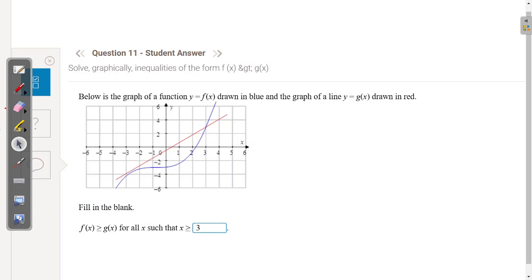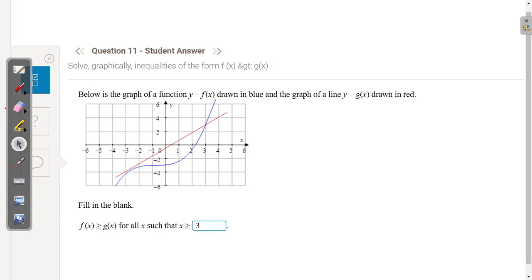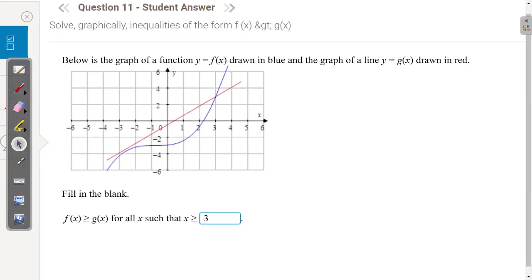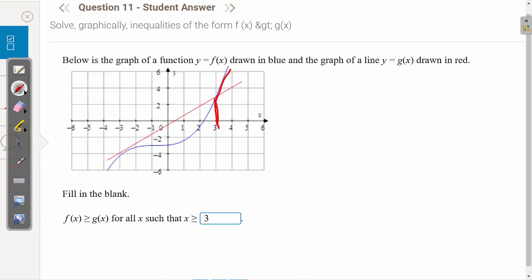Okay, f(x) is the blue and g(x) is the red. So they want when f(x) is greater than or equal to g(x). So when it's above the graph. So it's from 3 here when it starts going above it. So it's x greater than 3.